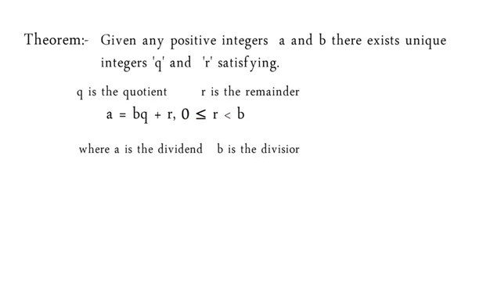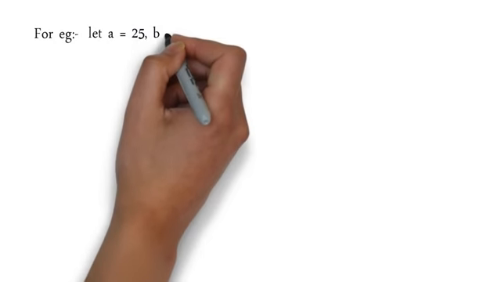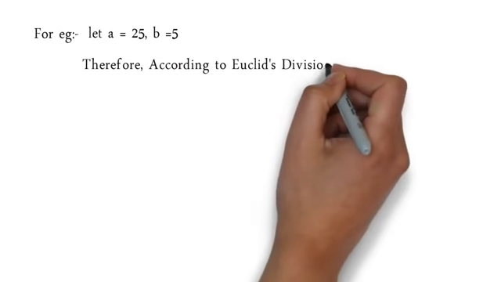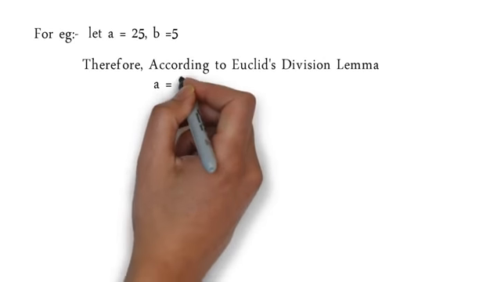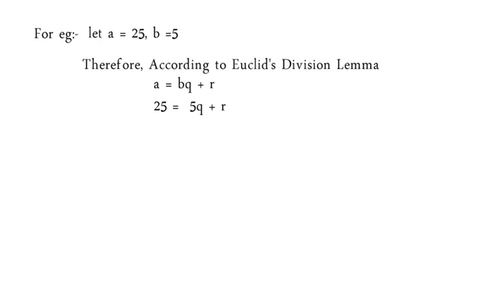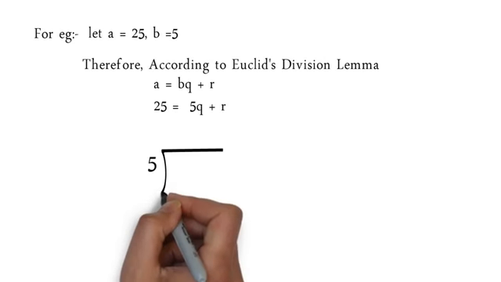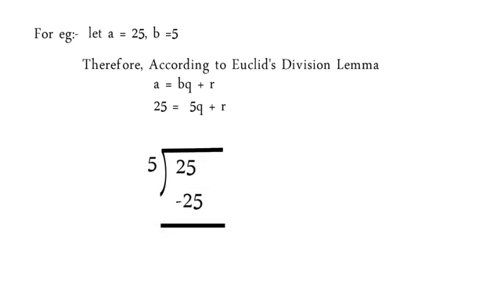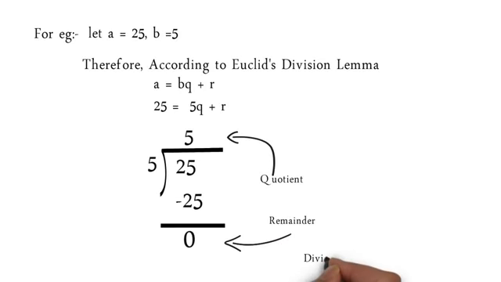Euclid's division algorithm is a technique to compute the highest common factor, HCF, of two given positive integers. For example, let a be 25 and b be 5. According to Euclid's division lemma, a is equal to bq plus r, which comes to 25 is equal to 5q plus r. So, 25 divided by 5 gives 5 as the quotient and 0 as the remainder. So, b is equal to 5 is the HCF.